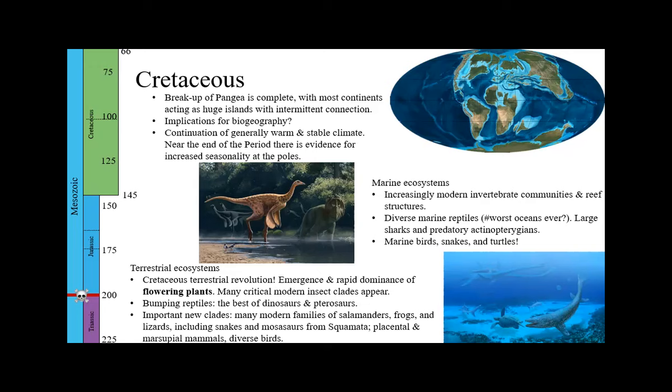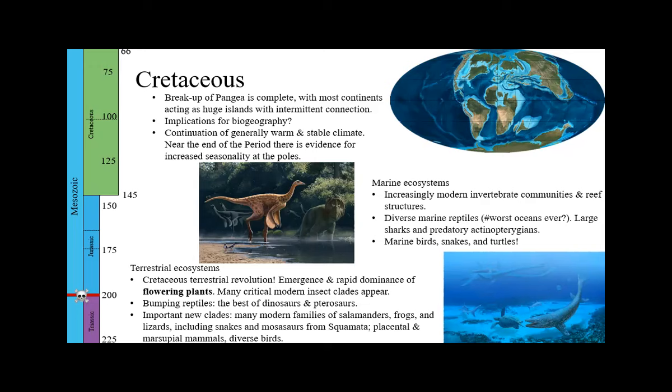Before this, think about ecosystems that don't have fruit or pollination syndromes in the different animals that are pollinating flowers. Without flowers, you don't have a lot of interesting animal evolution happening. Also, tons of modern insect groups appear. We have all the orders of insects in the Cretaceous, and a lot of the families that are recognizable show up.